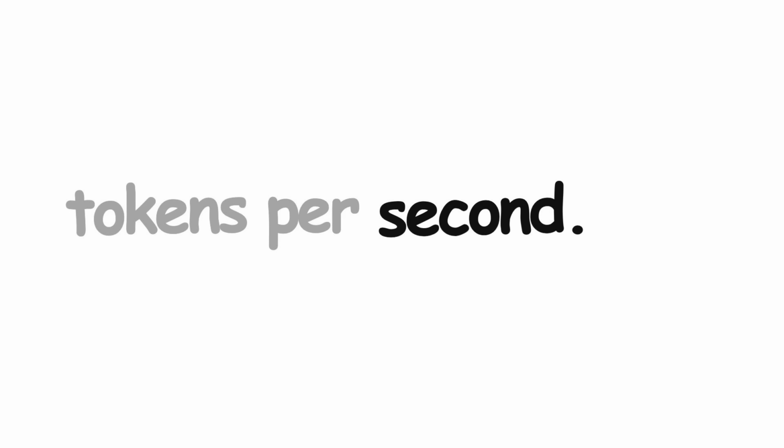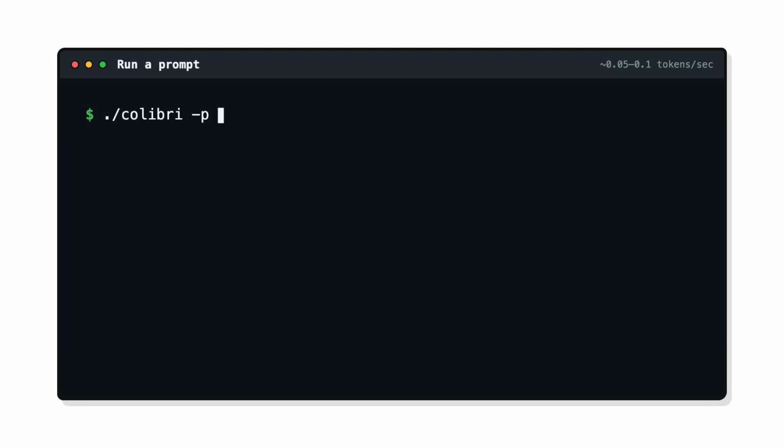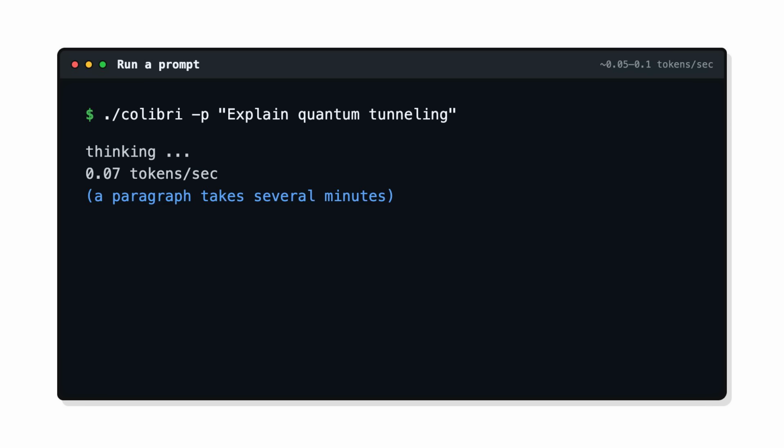The result is a generation speed of roughly 0.05 to 0.1 tokens per second. You do not watch the text stream in smoothly like a cloud API. You type a prompt, you hit enter, and then you sit there staring at the terminal like a crypto miner from 2021, waiting for a block to validate. A short, paragraph-long answer can take several minutes to generate.